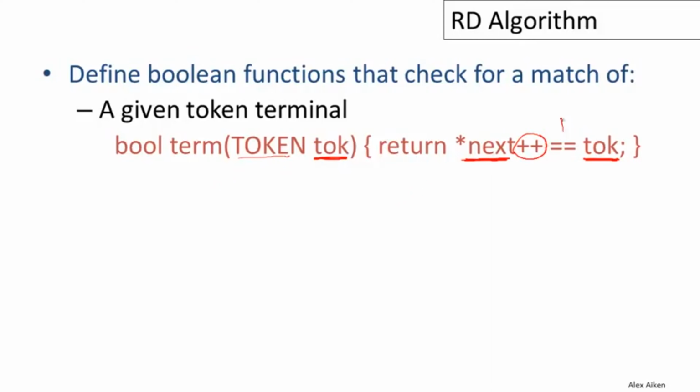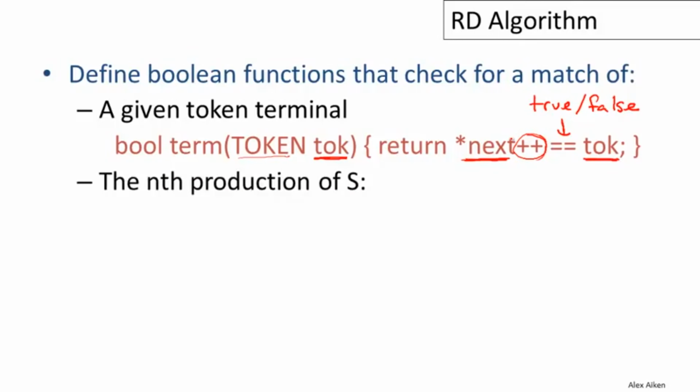And what's returned then is a Boolean. This is either true or false. So yes, the token that we passed in matches the input, or no, it doesn't. And again, just to stress this, notice that the next pointer is incremented regardless of whether the match succeeded or failed.